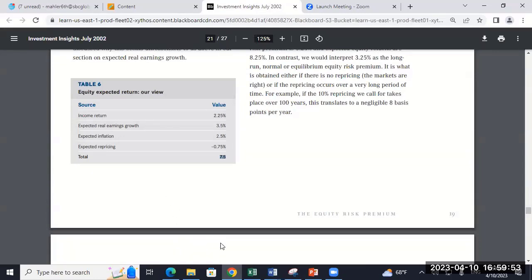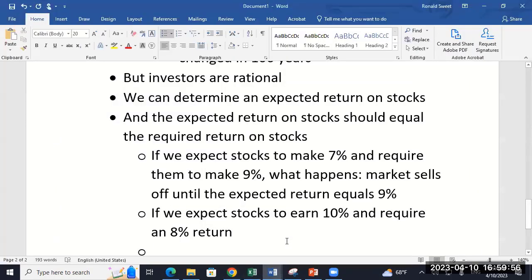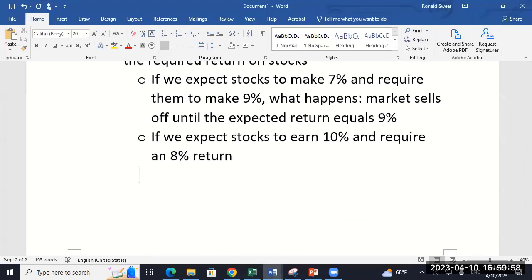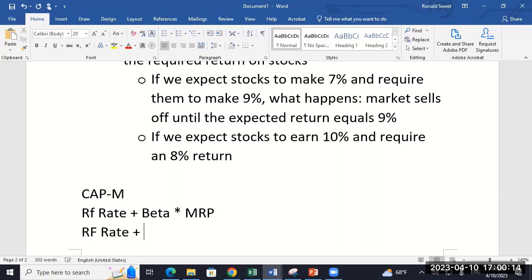Some of your classes talk about the market risk. Some of y'all have CAPM. I've seen it two ways: risk-free rate plus beta times the market risk premium. I've seen some risk-free rate plus beta times the market return minus risk-free rate. It's the same formula. It's just the market risk premium is the expected market return minus the risk-free rate.